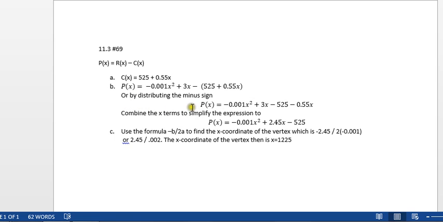All right, so now I distribute the minus sign, and that gives me, here's my revenue function, and here's my cost function with the minus sign distributed. Now I'm going to combine these like terms, the plus 3x and the minus 0.55x, to get 2.45x, still have the quadratic term the same and the constant term the same. So this is our profit function, and that's the one we're going to carry with us into part C.